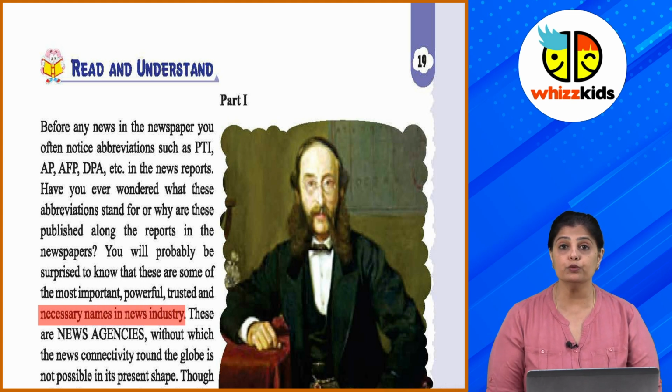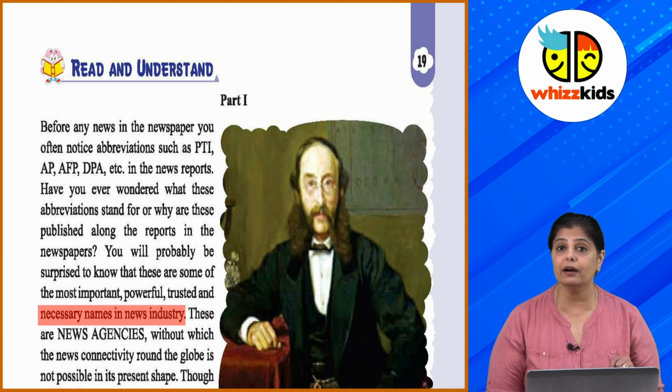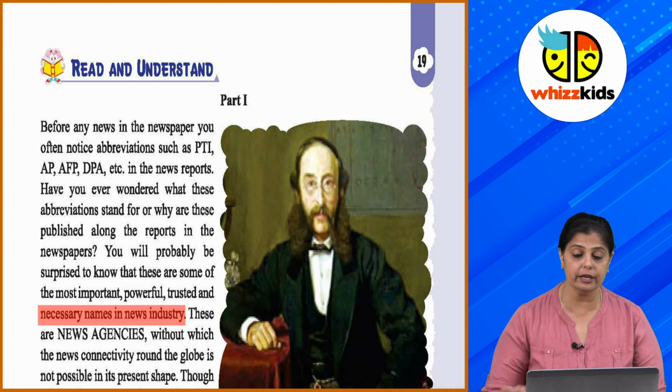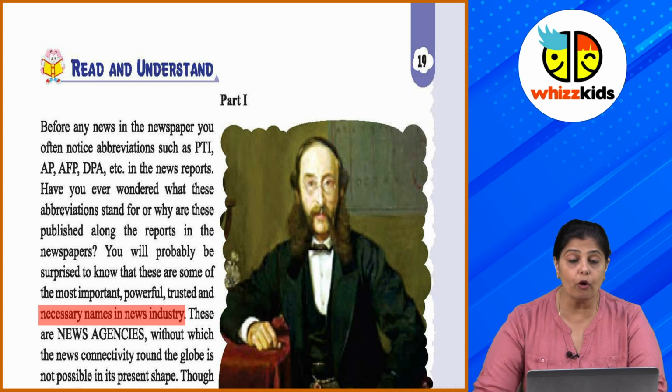So, जब भी कोई newspaper में print होती है, okay? तो आपने नोटिस किया होगा कि उसमें abbreviations होते हैं, words like PTI या AP या AFP या DPA. अगर आपने notice नहीं किया है, so please open a newspaper and look for it. Now, these are very important, okay? They are very important and now let's see why are they so important, okay? You'll probably be surprised to know that these are some of the most important, powerful, trusted and necessary names in the news industry.